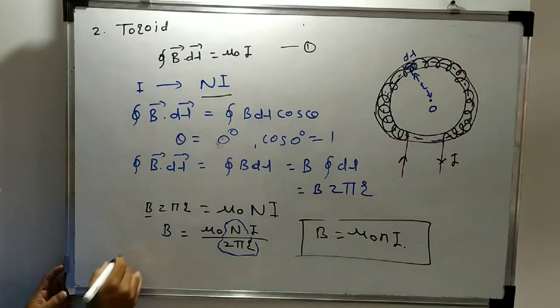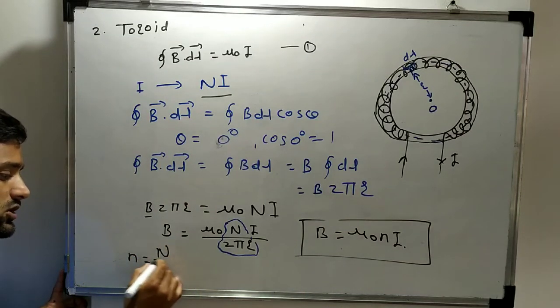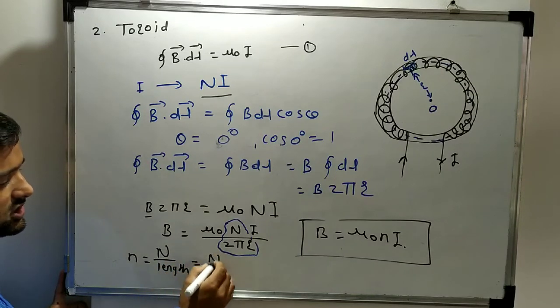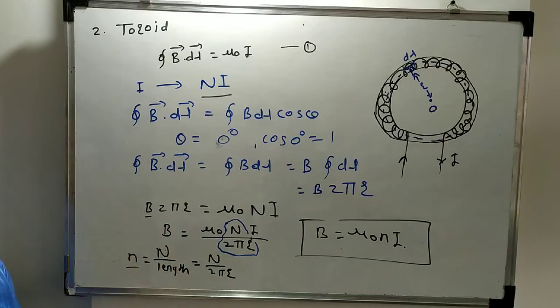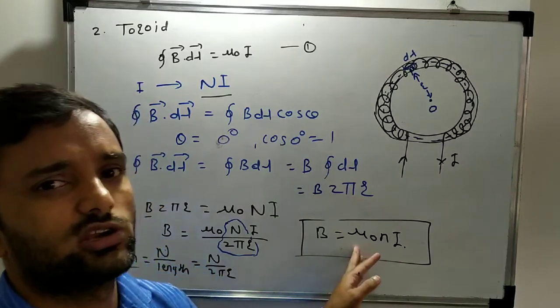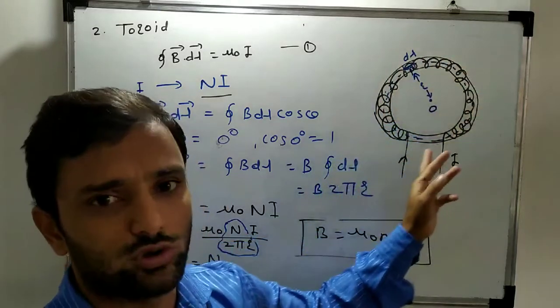So what is the small n? Small n is the number of turns per unit length. Here the length is 2 pi R. Small n is capital N divided by L, the number of turns per unit length. So by using this equation, we can determine the magnitude of magnetic induction along the axis of the toroid.